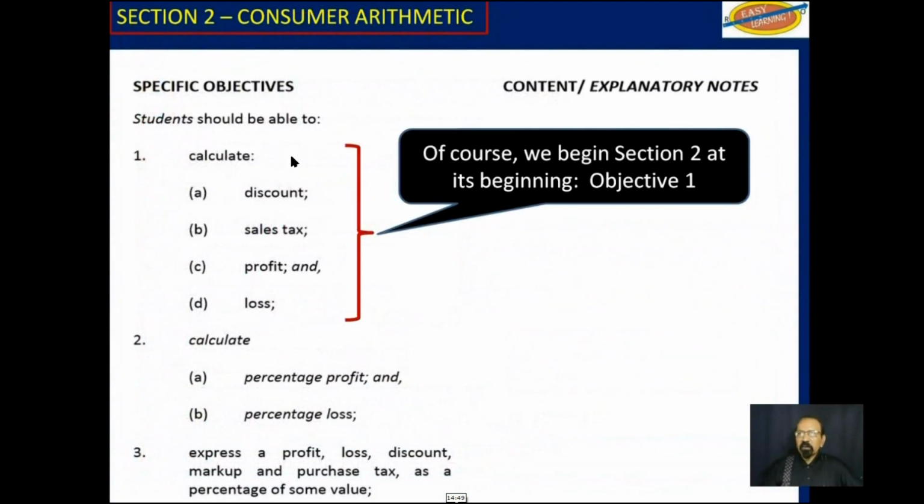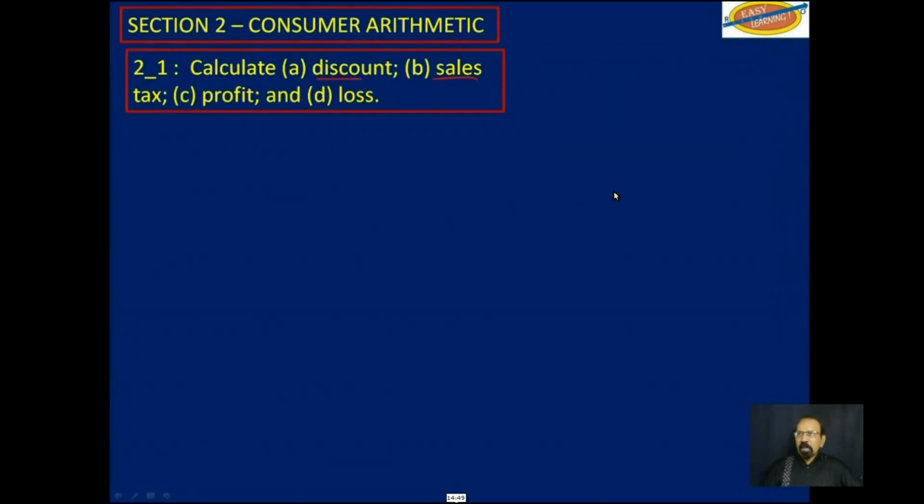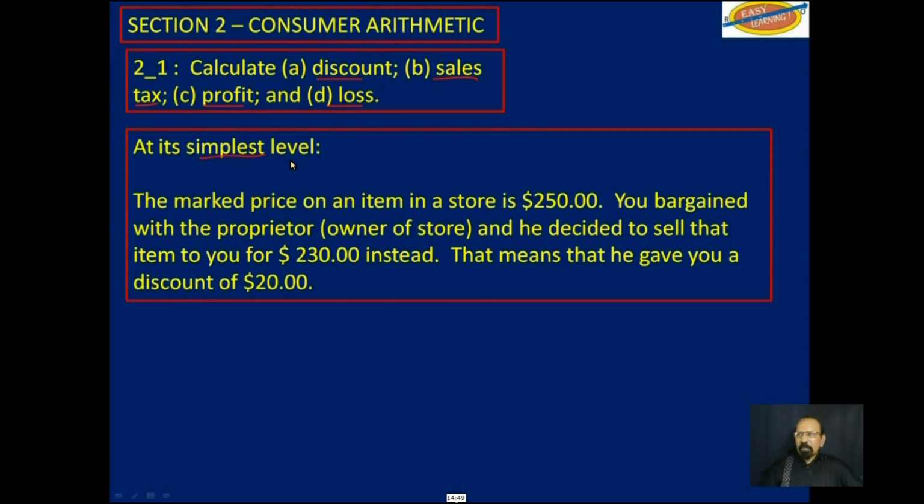So we begin here. Objective 1, calculate discount, sales tax, profit, and loss. So there are 4 things there. We will cover all of them in this one video because they're not too difficult. So at its simplest level, the marked price on an item in a store is $250, say. You bargained with the proprietor and he decided to sell that item to you for $230 instead of the $250. Now that means that he gave you a discount of $20.